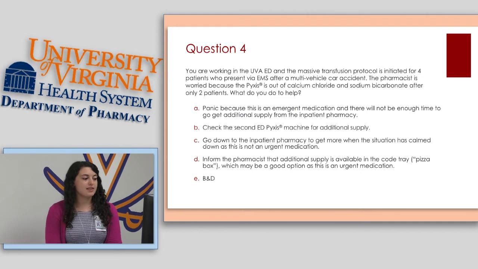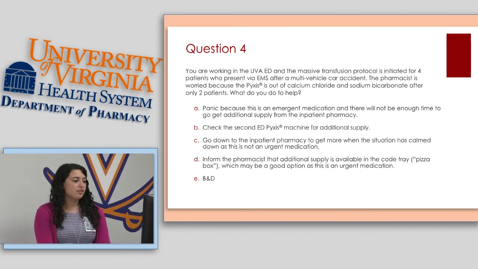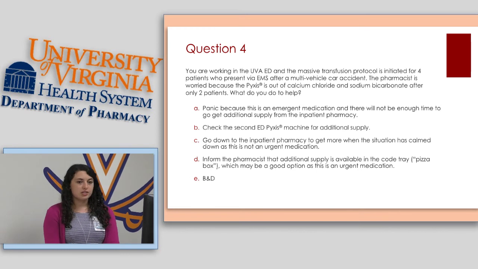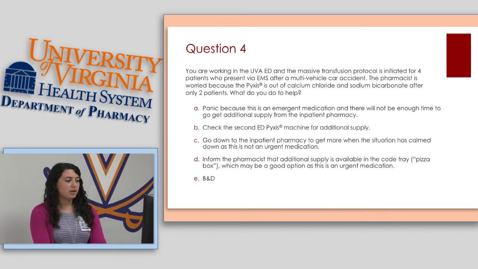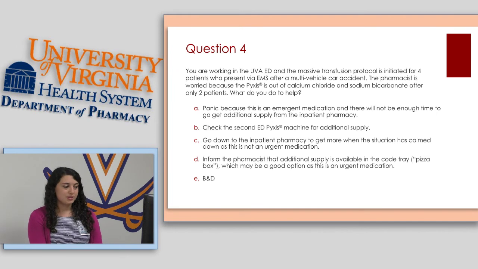So for the end of massive transfusion protocol, we have a question. And so you're working in the UVA ED, and a massive transfusion protocol is initiated for 4 patients who came with EMS after a multi-vehicle accident. So the pharmacist is worried because the Pyxis is out of calcium chloride and sodium bicarb after only 2 patients. What can you do to help?